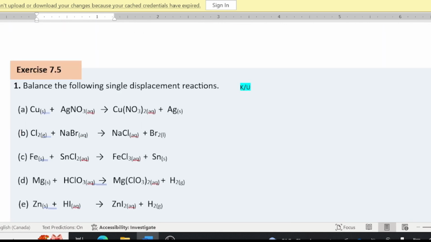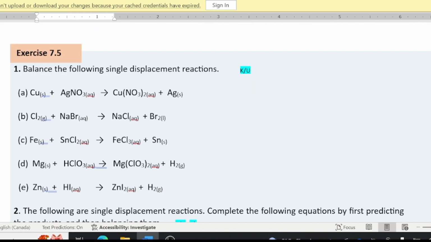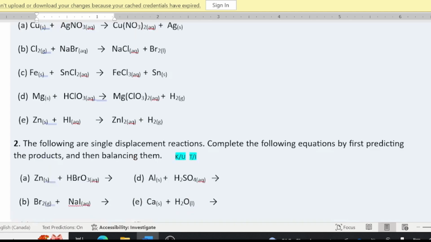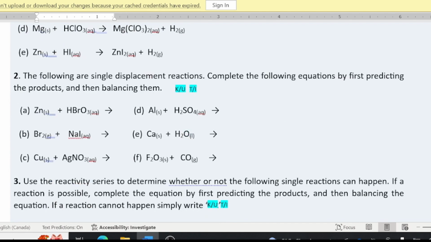Here are some questions for you to do. You have to balance those single displacement reactions. Again, you balance that. Complete and balance.